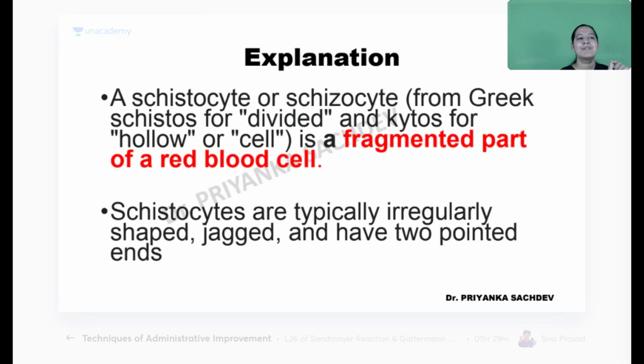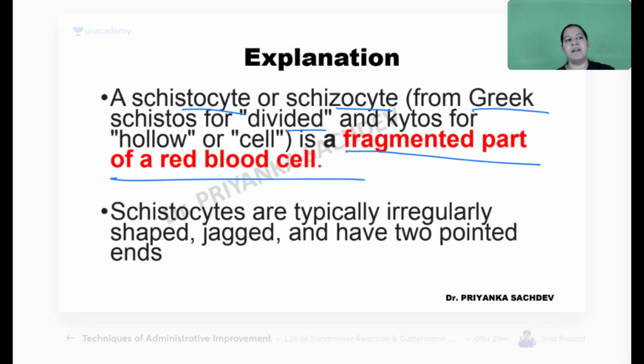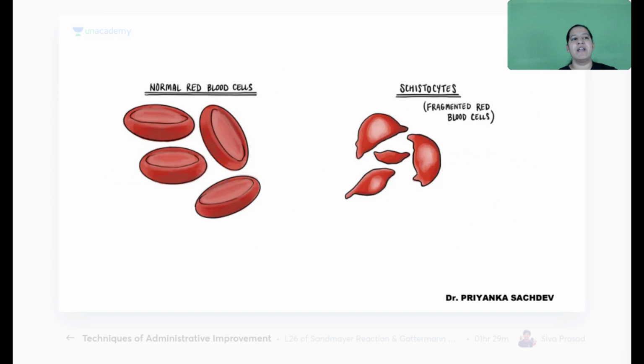Schistocyte is a fragmented part of a RBC. Schistocyte is a word which is derived from a Greek word, which means divided. It is a fragmented RBC. It is irregularly shaped. There is no fixed shape of it. It is jagged with two pointed ends.